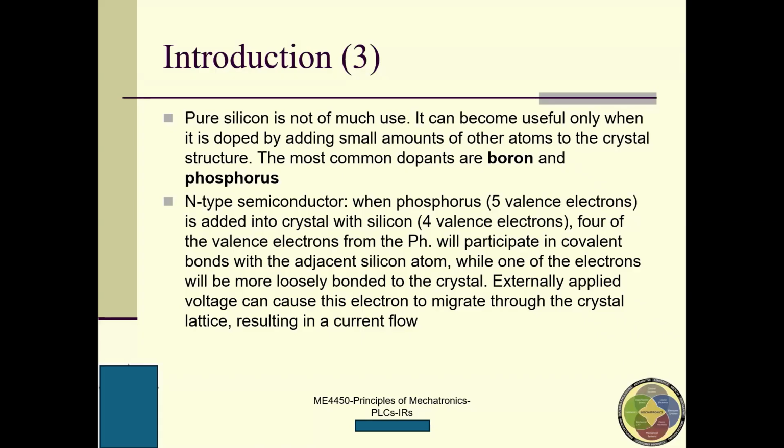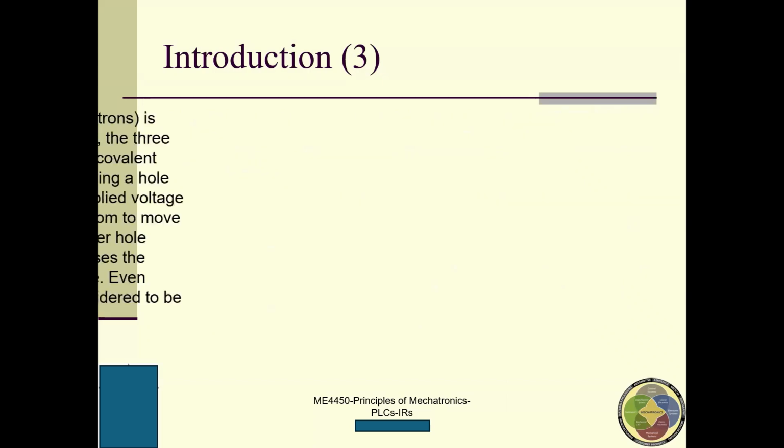So here you can see the 4 valence electrons from silicon come together with the 4 valence electrons from the phosphorus, but there is 1 free phosphorus electron, and this electron can move when you apply the external voltage. So then we can have a current flow. This is called an N-type semiconductor. Any questions regarding this slide? No question? Then we just look at the comparison.